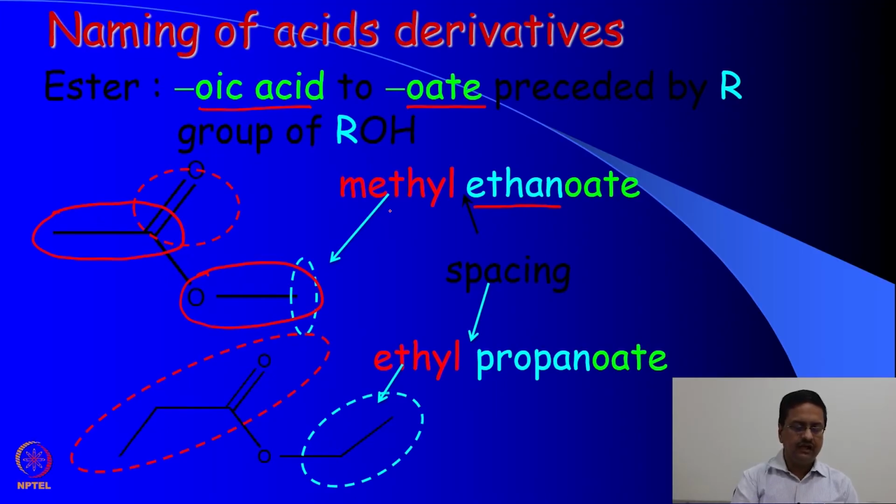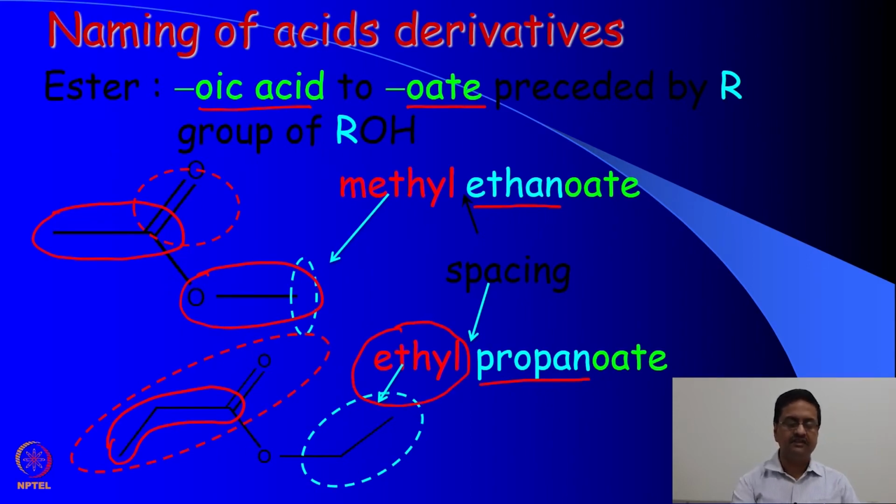Similarly, the next acid which is shown here has 3 carbon atoms. So, this one is originating from propanoic acid. When it is an ester, the name becomes propanoate, and this signifies the corresponding ester part which has come from an alcohol, which is ethyl alcohol. So, from ethyl alcohol it has got generated. So, we write it as ethyl propanoate.